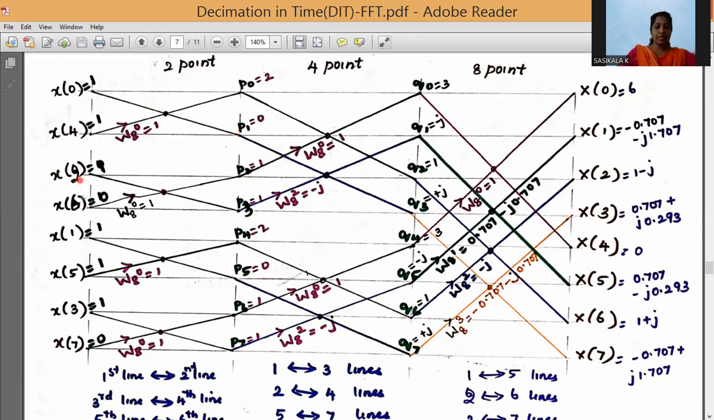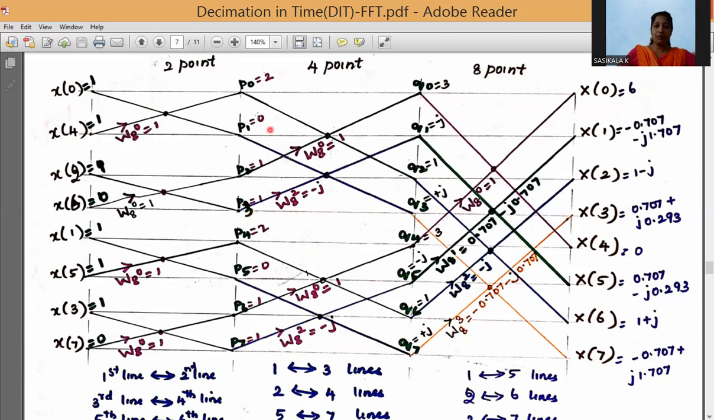Come to x of 2 and x of 6. Here x of 2 and x of 6 are similar to x of 3 and x of 7. The inputs are the same, that is 1, 0, and here also I am getting 1 and 0, and the twiddle factors are also the same. So the outputs of P6 and P7 are similar to P2 and P3. Again, no need to calculate P6 and P7.